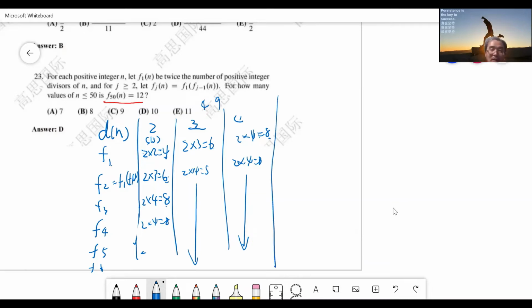So then maybe we can look at more factors. If we have 5 factors, that's going to be 2 times 5, so f1 actually equals 10.